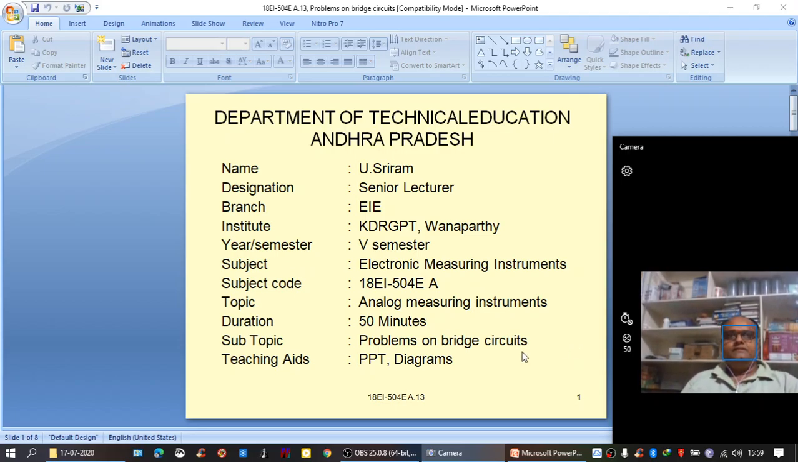In today's class, we'll try to solve some simple example problems on bridge circuits, and then we'll look into the details of digital type of voltmeters.